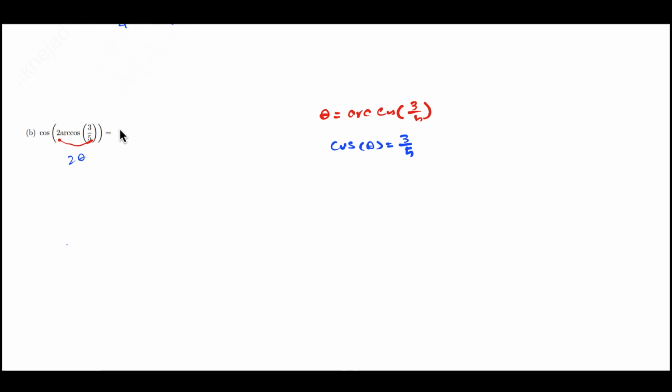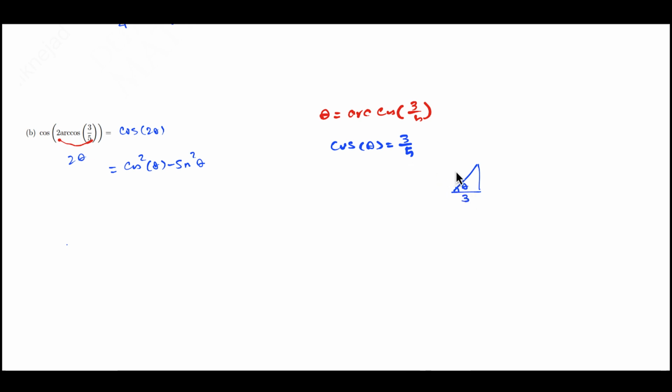So what is the formula for cosine 2 theta? Cosine 2 theta is equal to cosine squared theta minus sine squared theta. This is telling me not only do I need cosine theta, I need sine theta. And you can do it multiple ways, but one way is this.